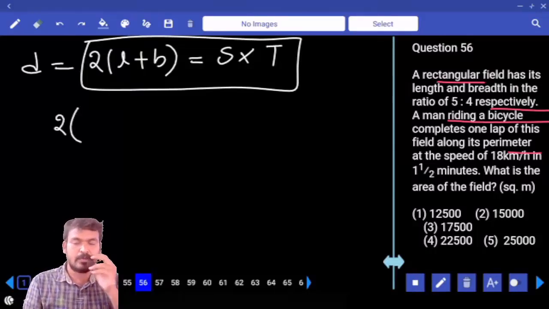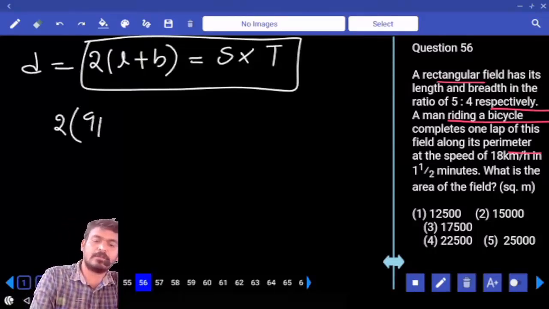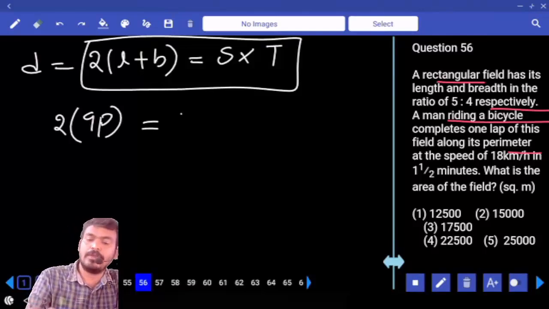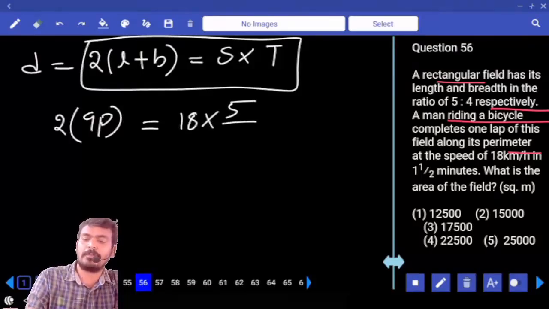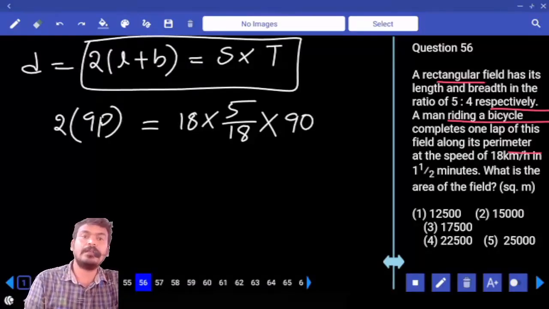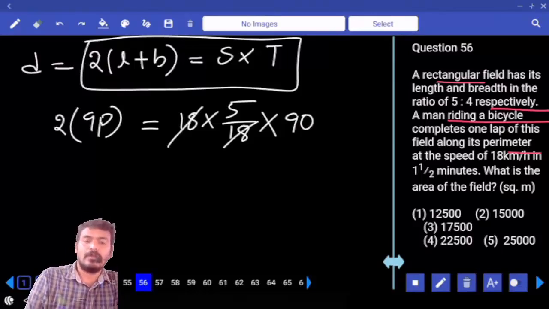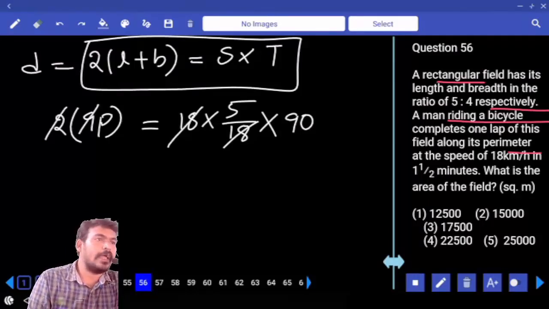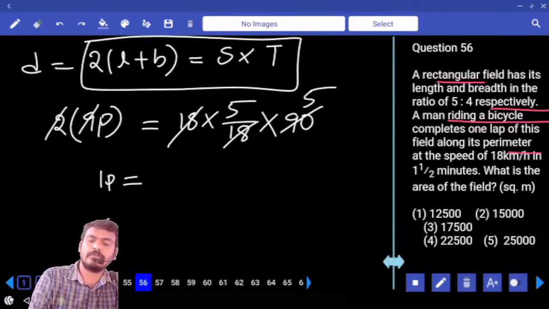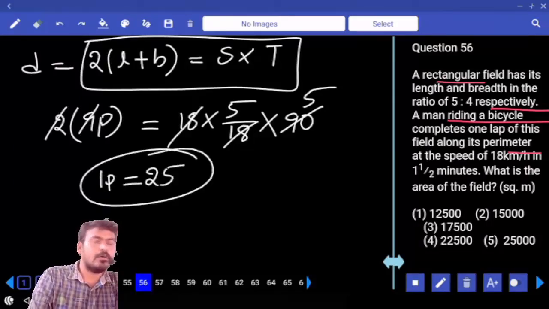2 into L means 5 parts, B is 4 parts. Total 9 parts. The speed of the person is 18 km/h, which is converted to meters per second. The time given is 1.5 minutes, which means 90 seconds: 1 minute is 60, half minute 30, total 90 seconds. 18 cancels. 2 into 9 is 18. 18 how many times 90? 5 times. Then every one part is equal to 25.